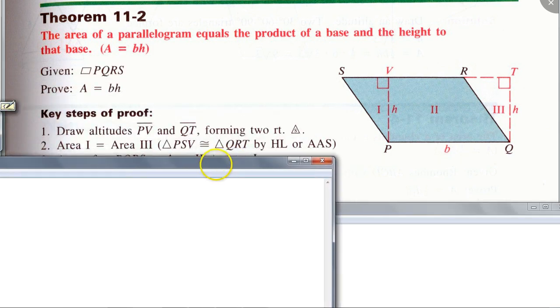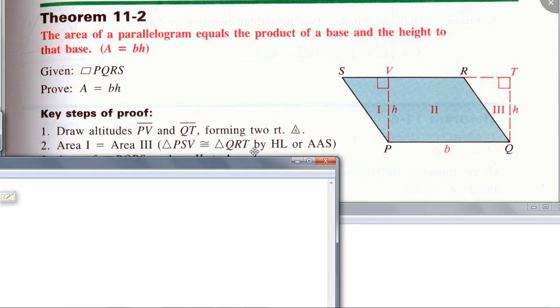So it says right here, we know that area 1 is equal to area 3, right? By the area congruence postulate. And so we know by HL that they're congruent. But why do we get angle side? Okay, discuss with your group.